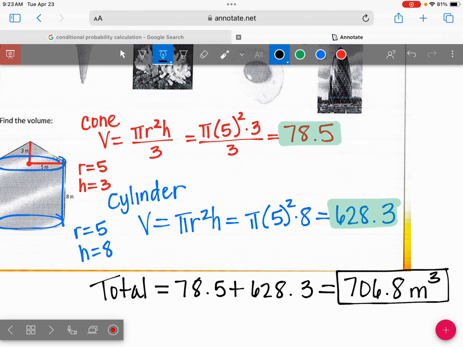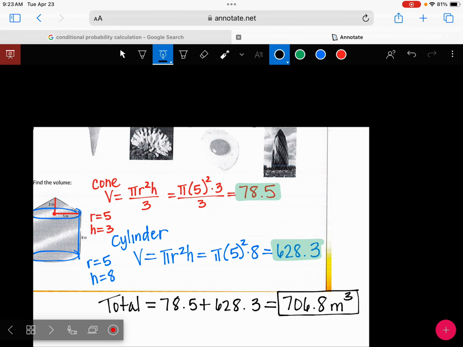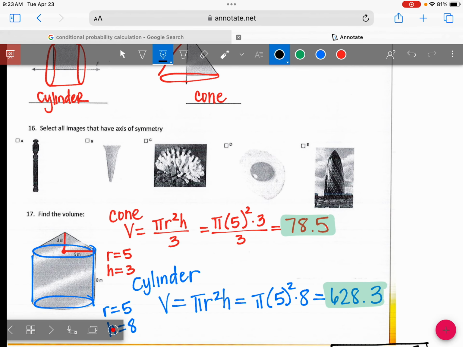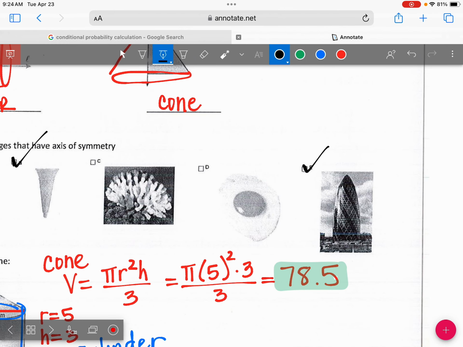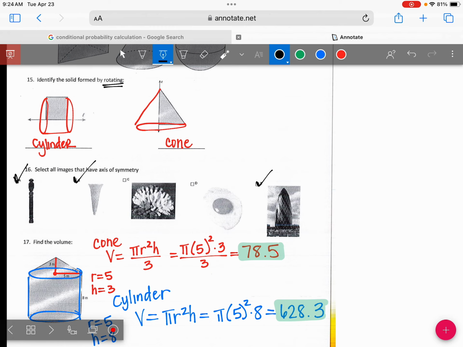Any questions? When you look at number 16, which ones are you going to select tomorrow? Which ones have symmetry? A, B, D? Oh, E. What about that egg? Nah. And I think that's like a coral reef.